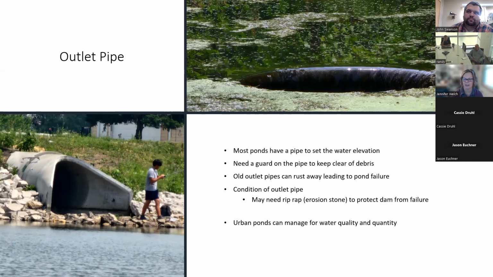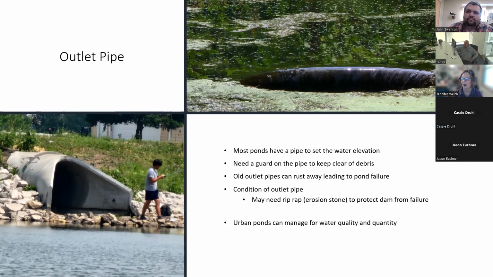So looking at the downstream, where the pipe and the water from that leaves, that area may need riprap, which is an erosion stone to help protect the dam from failure, so that if you have water coming out, you're not eating away the backside of the dam as the water moves downstream, because that could cause pond failure in the future.